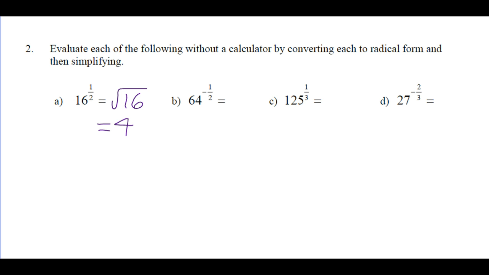64 to the negative 1/2, we can't do negative exponents, but we can change it to positive. So it becomes 1 over 64 to the positive half. Converting that to a radical, it's 1 over square root 64. And the square root of 64 is 8.